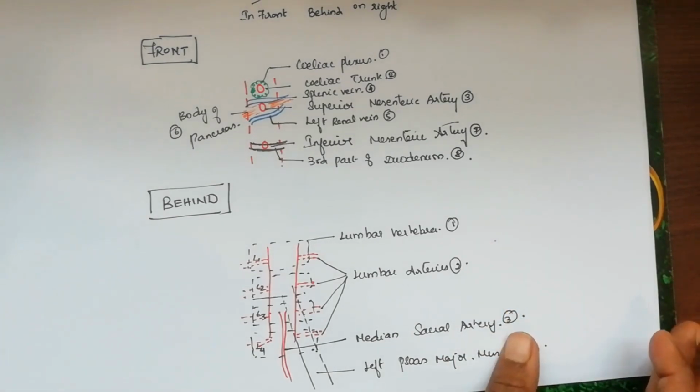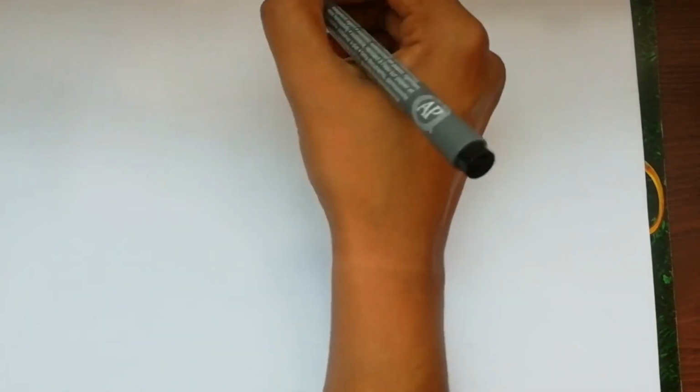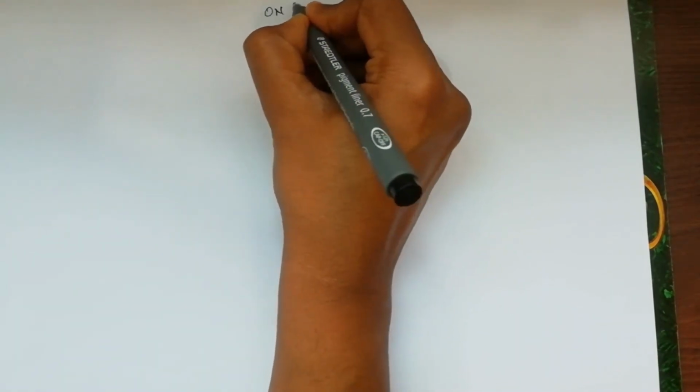Now we will see the structures seen on the right and left side of this abdominal aorta. On the right side we are going to see.